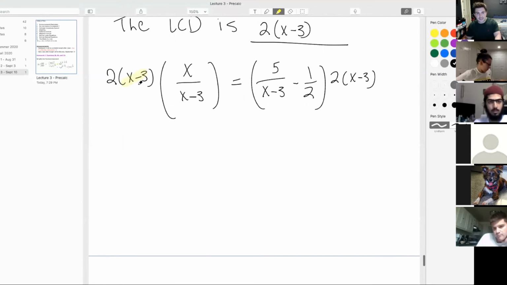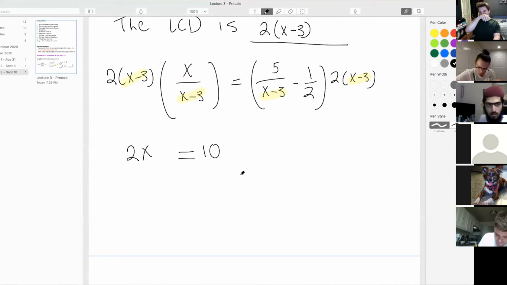All right, this is not too bad. So this x minus 3 and that x minus 3 will cancel completely. So we're just left with 2x on the left side. So that's nice. How about the right side? Okay, so we have an x minus 3 here. That'll cancel with that guy. So we're just left with 10 for that first term. And on the second minus 1/2 term, the 2's will cancel. So we'll just be left with minus the quantity x minus 3.